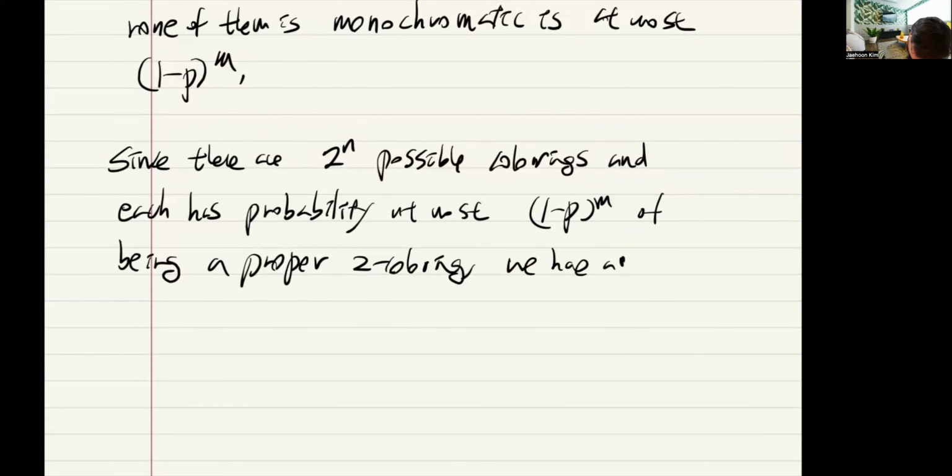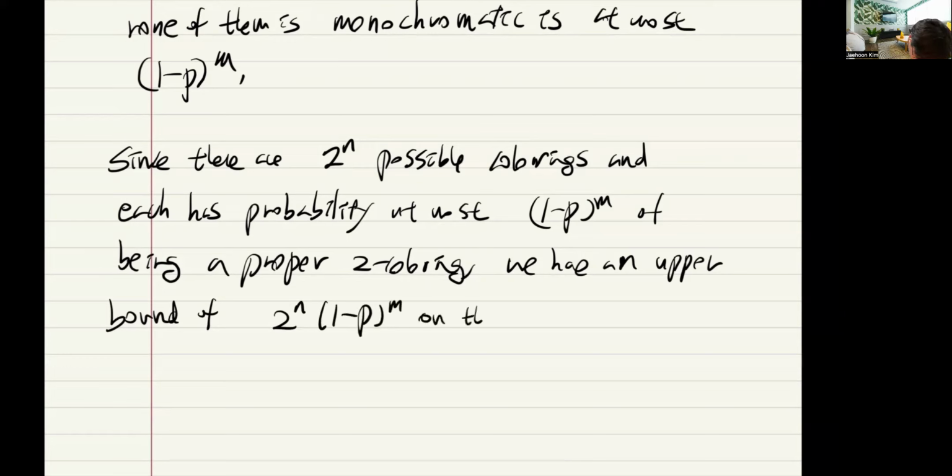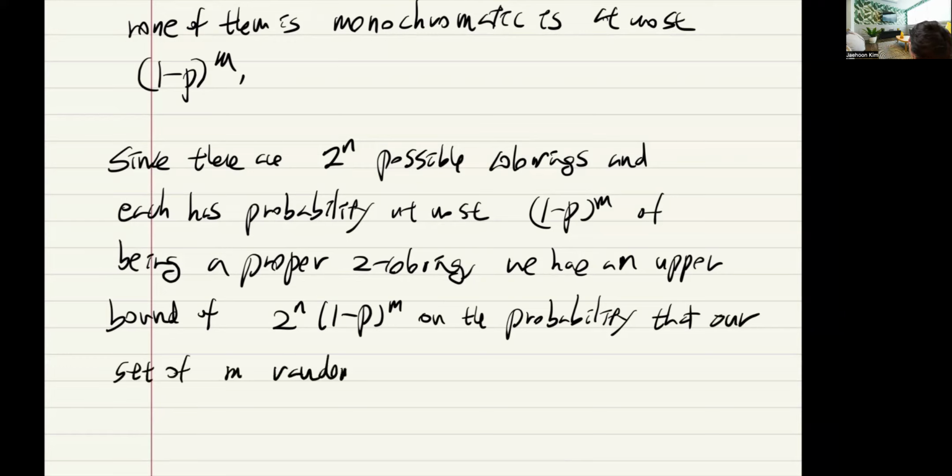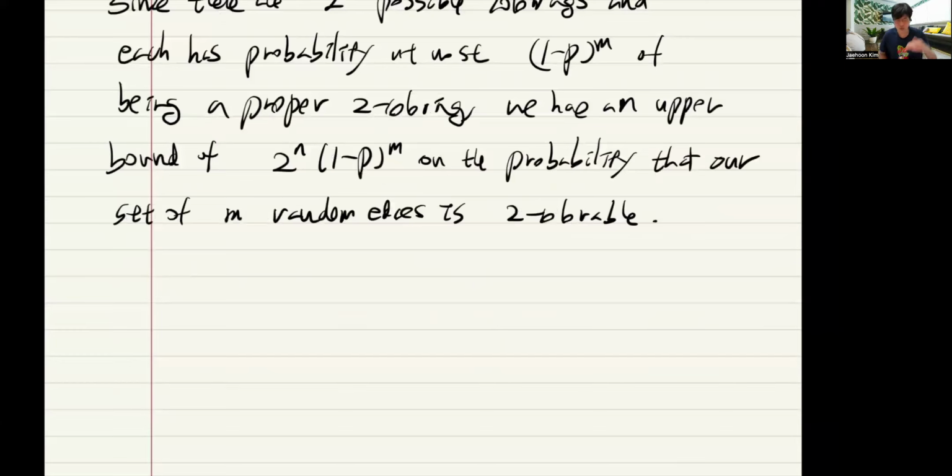We have an upper bound of 2 to the n times (1 minus p) to the m on the probability that our set of m random edges is two colorable. The probability that one of the colorings actually works for us is at most this.